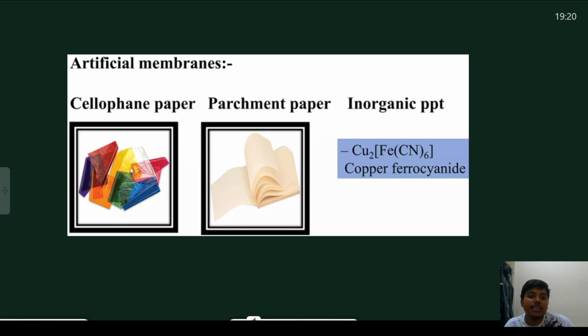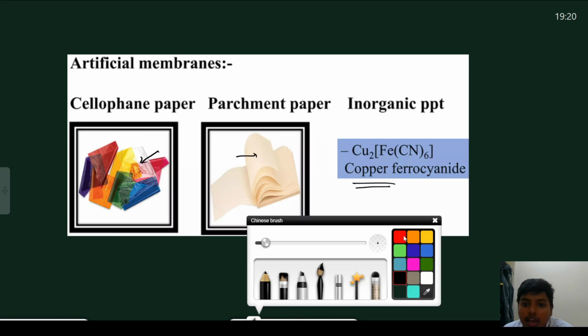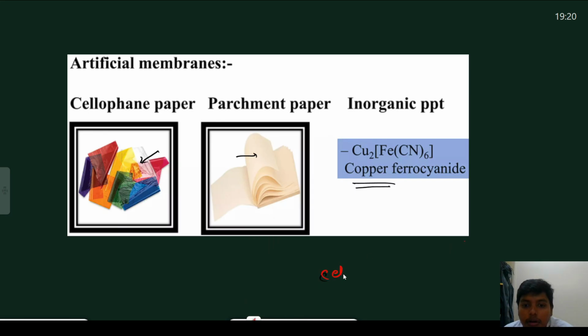And you can see cellophane paper, parchment paper, and some inorganic precipitates like copper ferrocyanide. We use them as SPM, and then we can do osmosis. Also our cell membranes, human cell membranes, are semi-permeable. Our cell membrane is also a semi-permeable membrane. Clear?